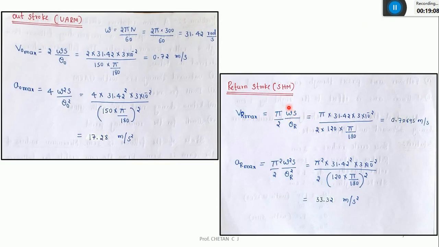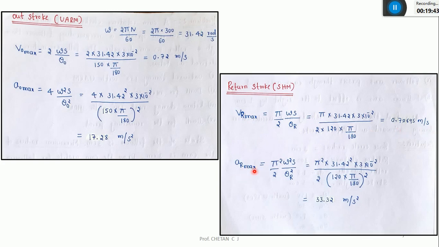Again, I'll substitute the value of omega, that is 31.42, from here. Again, the stroke length, 3 centimeter, just convert into meter. The theta r is given as 120 degree. Just convert into radians by multiplying by pi by 180. So you'll get the maximum velocity during return stroke, that is Vr max, as 0.70695 meter per second.